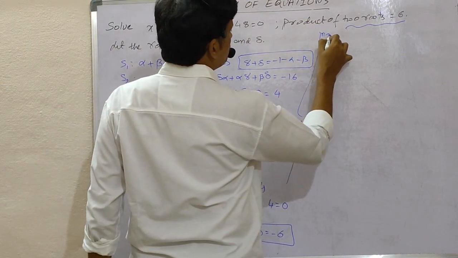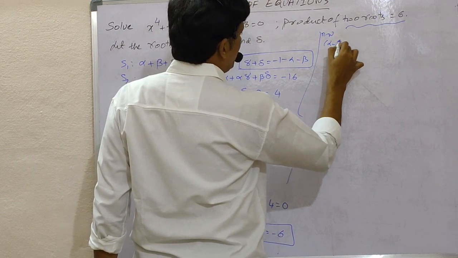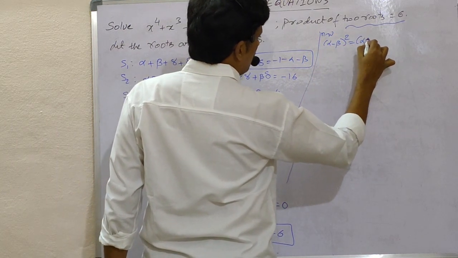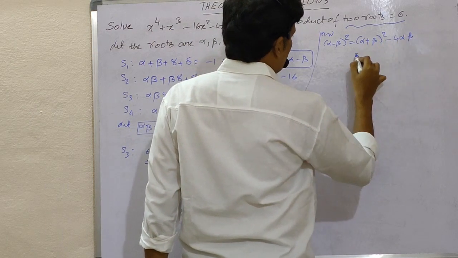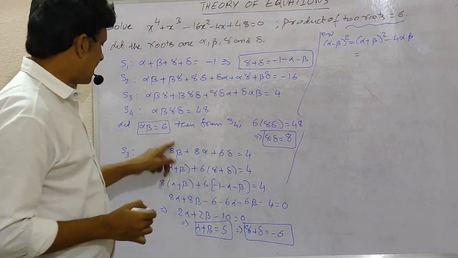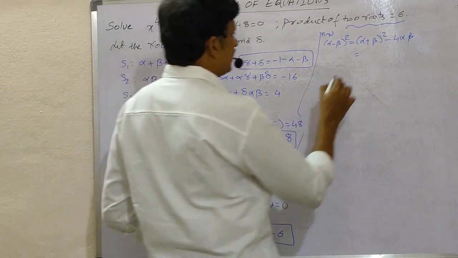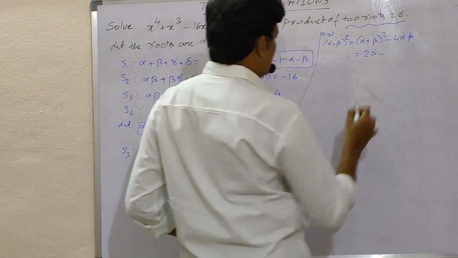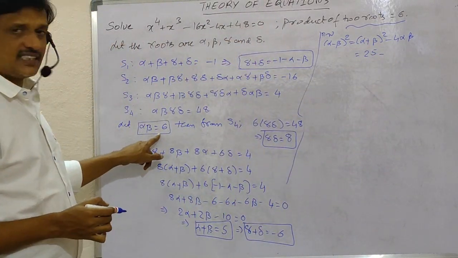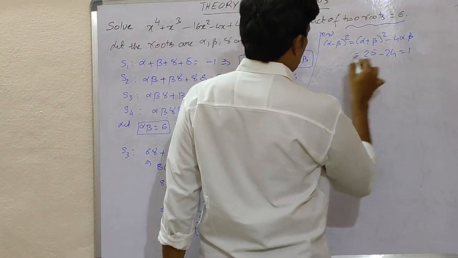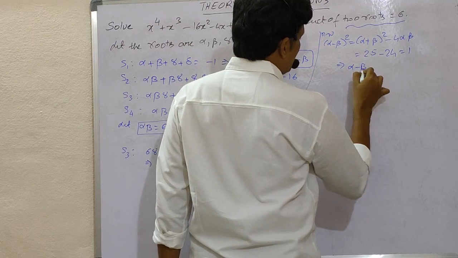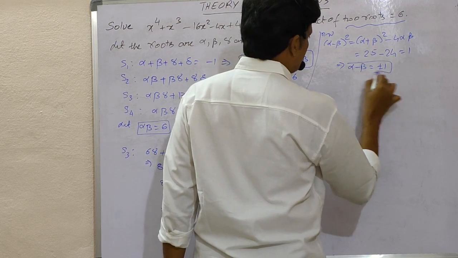Now, (alpha minus beta) whole square is equal to (alpha plus beta) whole square minus 4 alpha beta, which is equal to (alpha plus beta), that is 5 square, 25, minus 4 into alpha beta, which is 6. 4 into 6, that is 24. So that is 1, which gives alpha minus beta is equal to plus or minus 1.